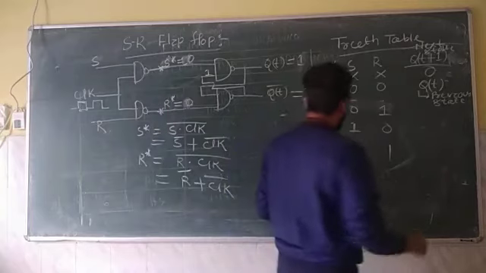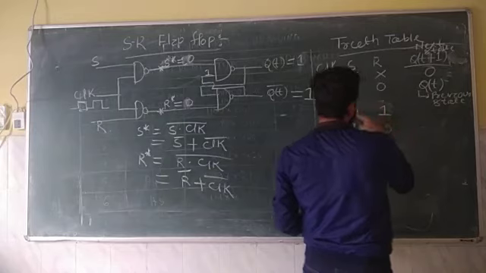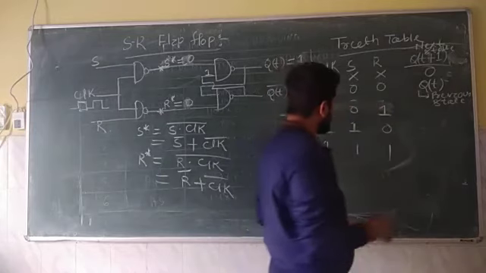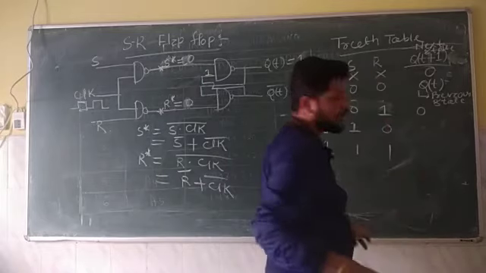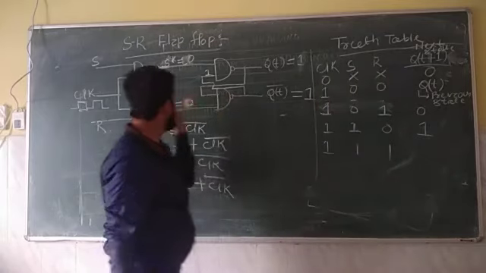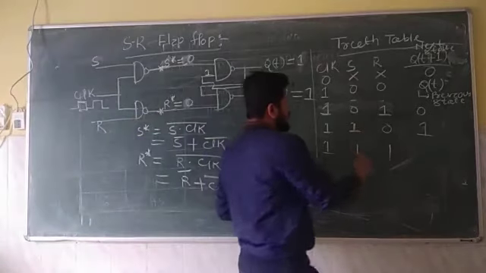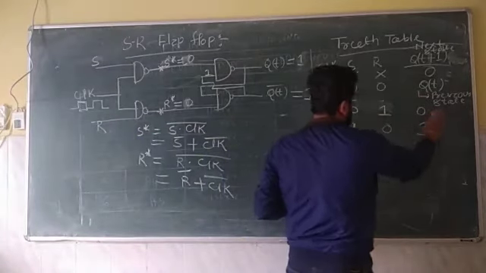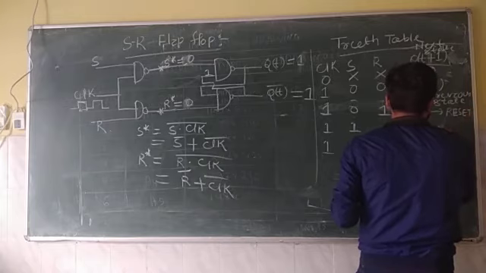So you have 0 1, which means when S is equal to 0, R is equal to 1, we have Qt plus 1 is equal to 0. When S is equal to 1, R is equal to 0, Qt plus 1 is equal to 1. Just check it by putting the value here. I have already explained 0, 1, Qt: this is the condition for reset. And this is the condition for set.